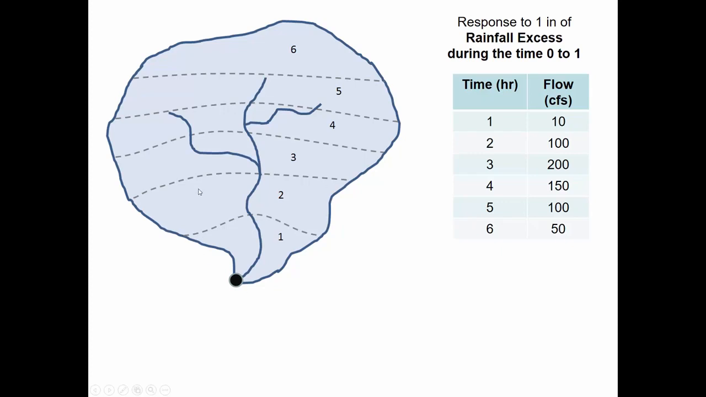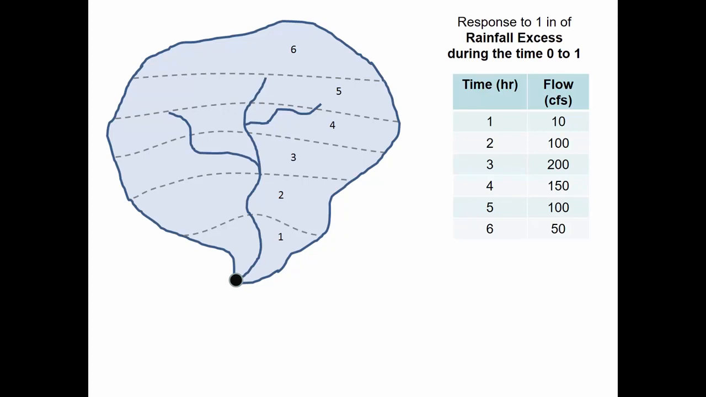Let's say it rains on everything. Then we get the first hour, and 2 hours later we get the effects of what was raining here the first hour, last hour. And then in hour 3, the first hour's rain in this zone is finally making its way towards the outlet. Does that make sense for everybody? Okay.